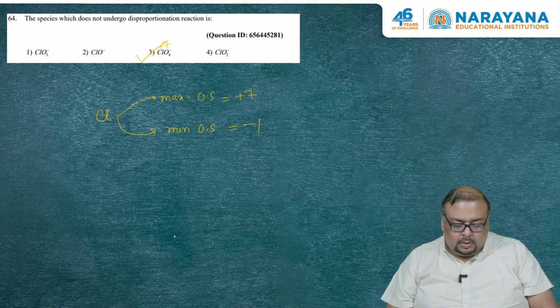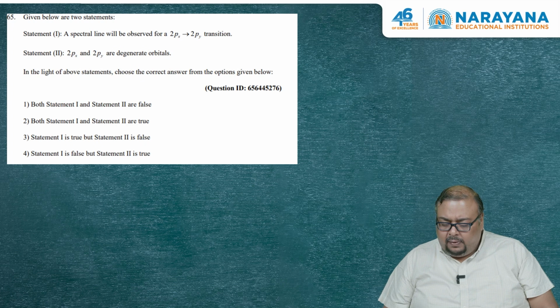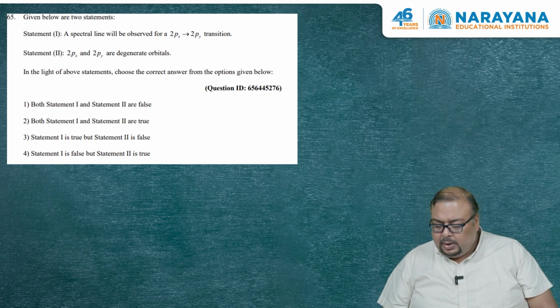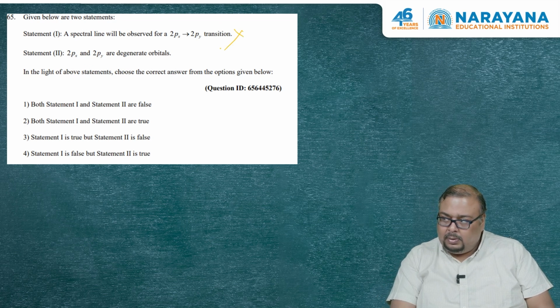Next is question number 65. In question number 65, statement 1: a spectral line will be observed for a 2px to 2py transition. Statement 1 is incorrect because 2px and 2py both have the same energy, so there is no need for any photon to move from 2px to 2py. So statement 1 is an incorrect statement.